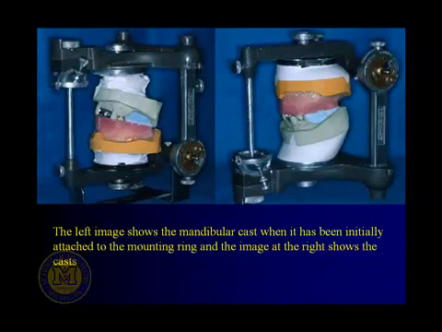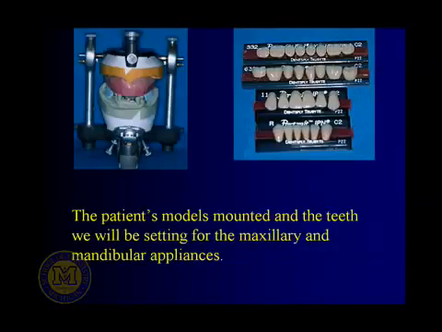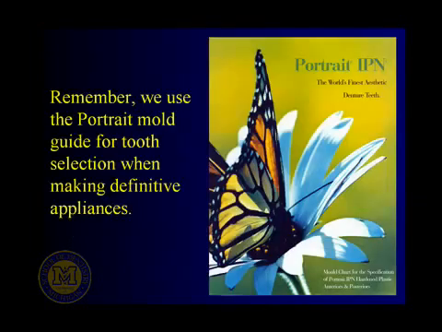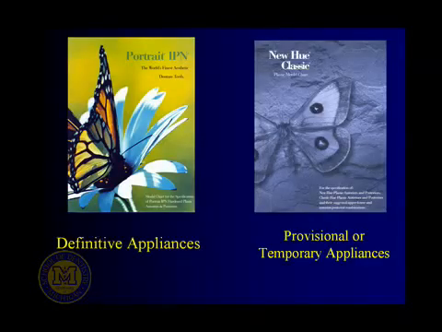Again, when you get the case all mounted, we're going to assume that at this time you had some conversation with your patient about which teeth you needed to select, and the teeth were selected. Now, for the more definitive appliances, the teeth that you pick come from the portrait booklet. Okay? The temporary ones came basically from this classic booklet that was for both new hue teeth and classic teeth, and we used the classic teeth. This is for temporary appliances or flippers.